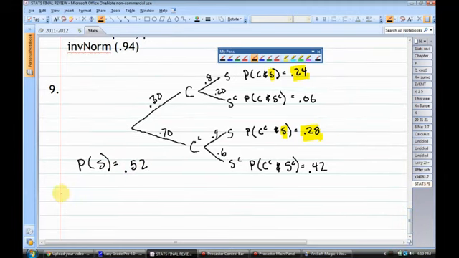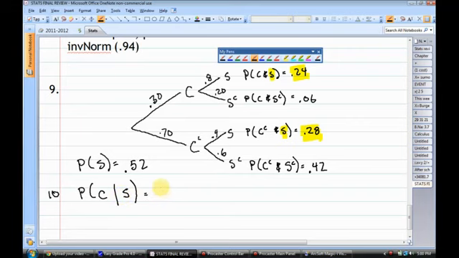Question 10. So for question 10, we want to know what's the probability that a student who takes science also takes calculus. So what do we know for sure? Do we know for sure they're taking calculus, or do we know for sure that they're taking science? We know for sure that they're taking science. We want to know what's the probability that they're also taking calculus.